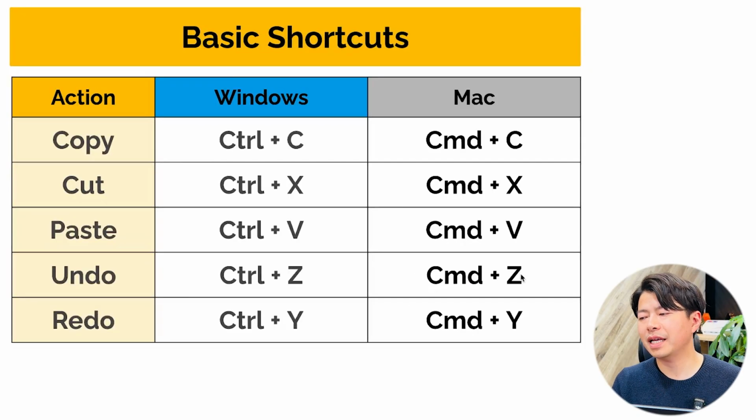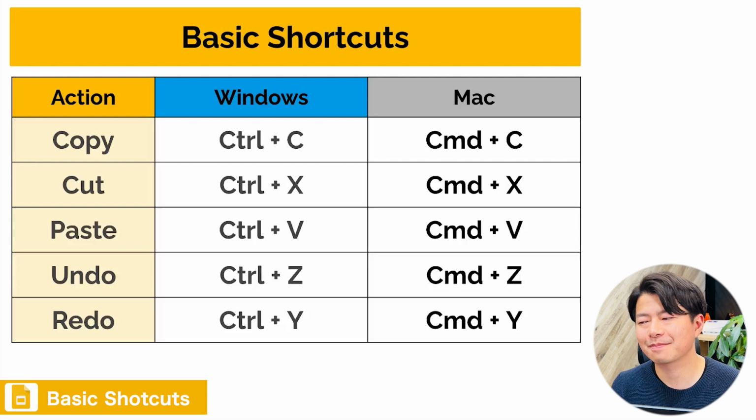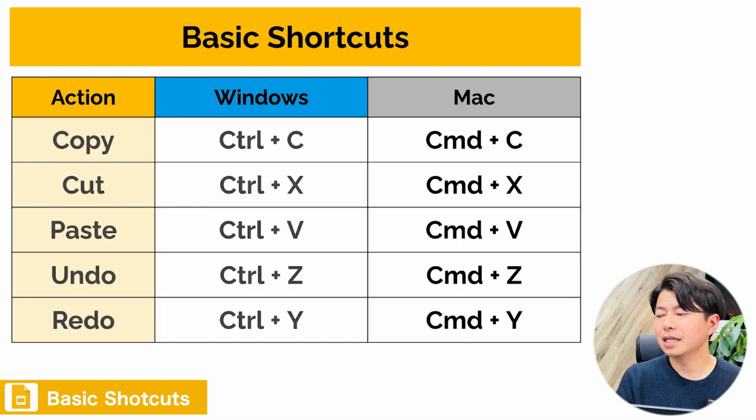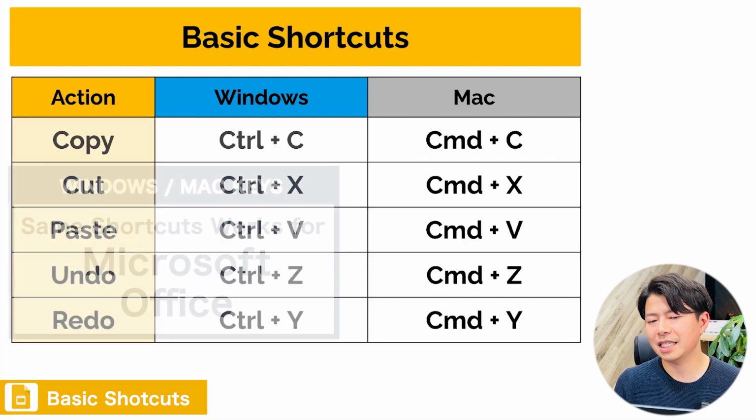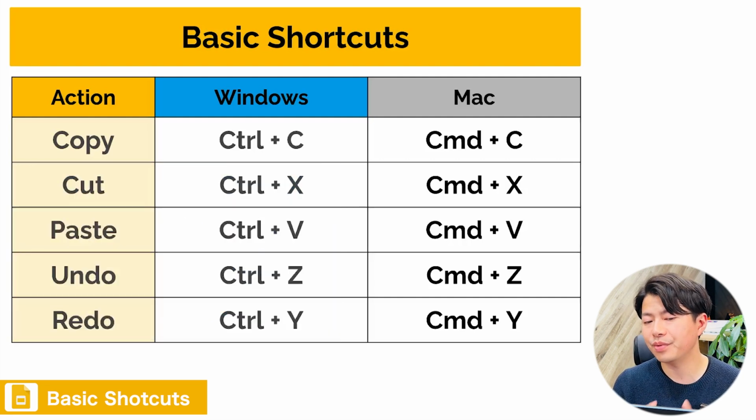Now let's look at the screen. Basic shortcuts. First, basic shortcuts are copy, cut, paste, undo, and redo. Here are some basic shortcuts for both Windows and Mac. These shortcuts also work in Microsoft Office, so be sure to remember them, alright? Ctrl-C, Ctrl-X, Ctrl-V, Ctrl-Z, Ctrl-Y.